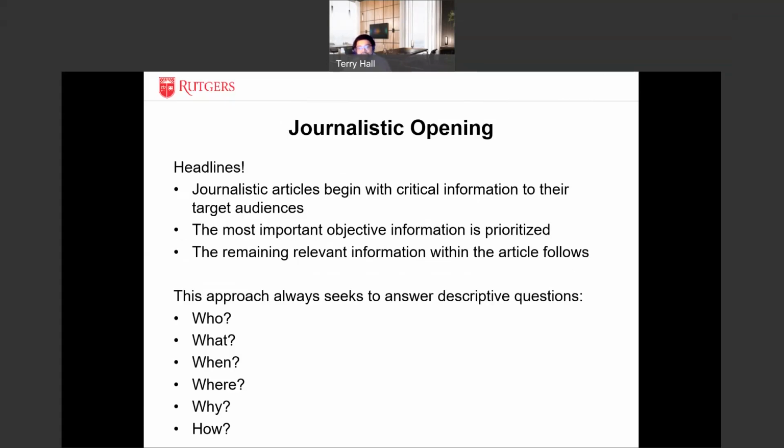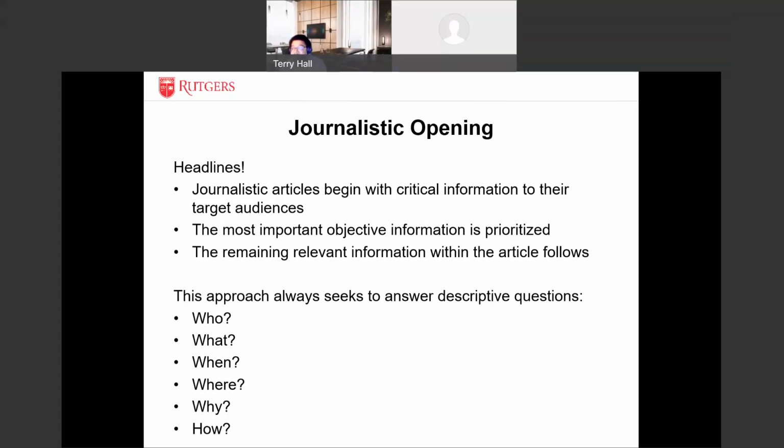Journalistic openings usually start with strong headlines. Journalistic articles will begin with the critical information for their specific audiences, and the most important information is going to be prioritized. The remaining relevant information is listed in the article as it is built around the core information. Typically, you'll note that journalistic articles don't end with conclusions very often, and that's because of the limited space that they have and the focus of their approach.